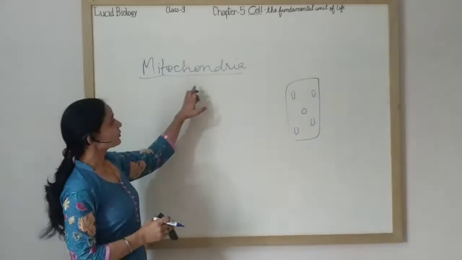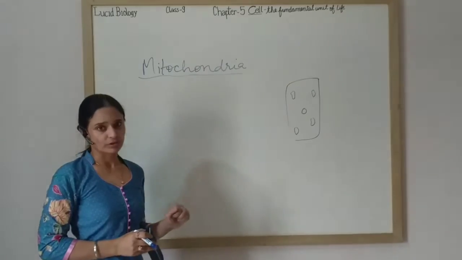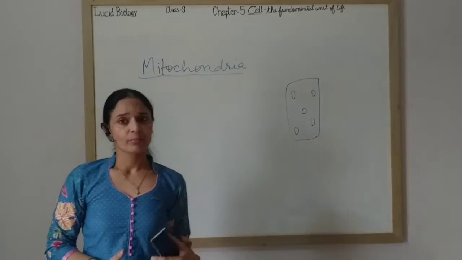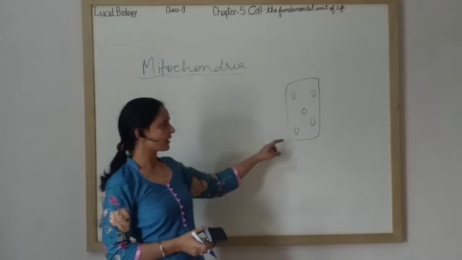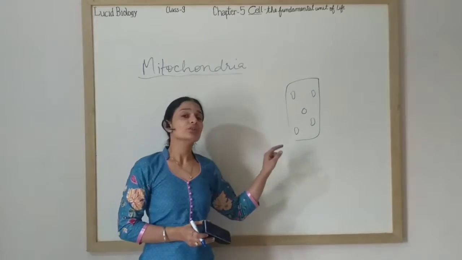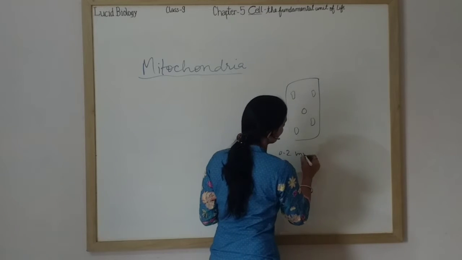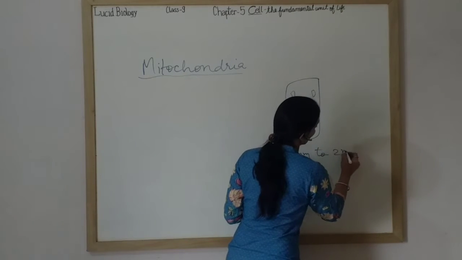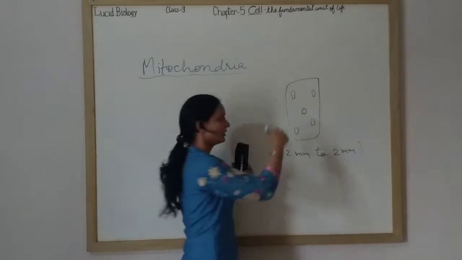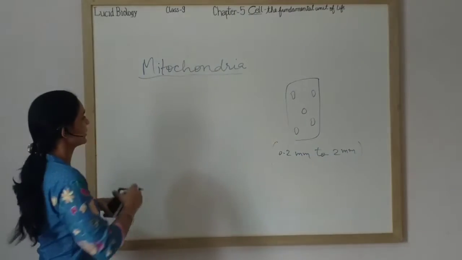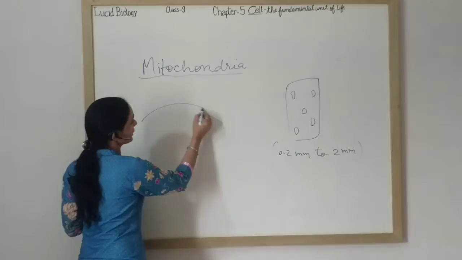Now, mitochondria is a double membrane bound structure. First of all, I am going to make a diagram of mitochondria. Actually, it is small in size. Its size varies from 0.2 mm to 2 mm, and its shape can be circular or rod-like. Now, we are going to study the detailed structure of mitochondria.